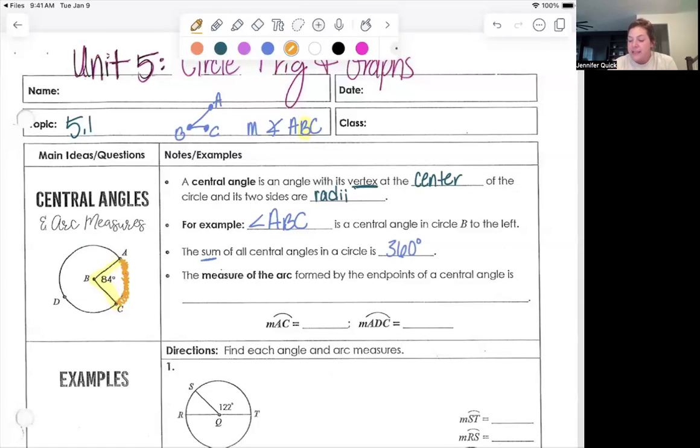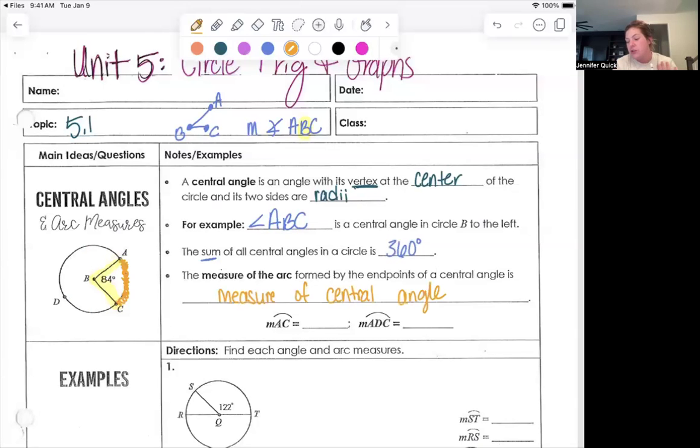The measure of the arc formed by the endpoints of the central angle is the measure of the central angle. So the measure of the arc is the same exact degree as the central angle.